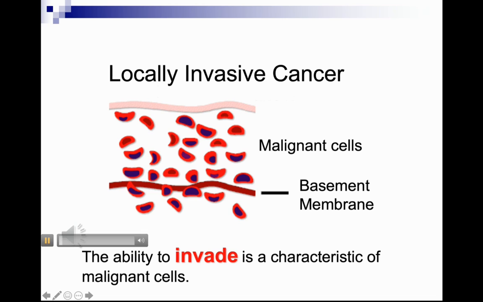Malignant conditions grow by invasion. Benign conditions push against or compress surrounding tissue, while cancer invades. Notice on this picture that the cancer is just below the basement membrane. It has invaded using enzymes to cut through the basement membrane. Cancer grows by invasion. The ability to invade is a characteristic of malignant cells.